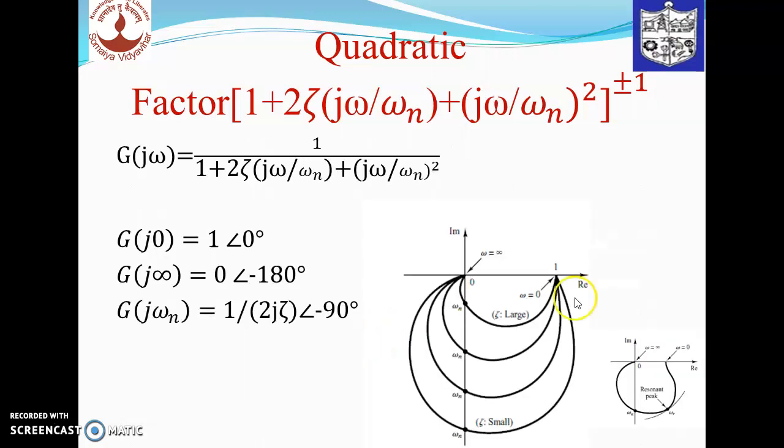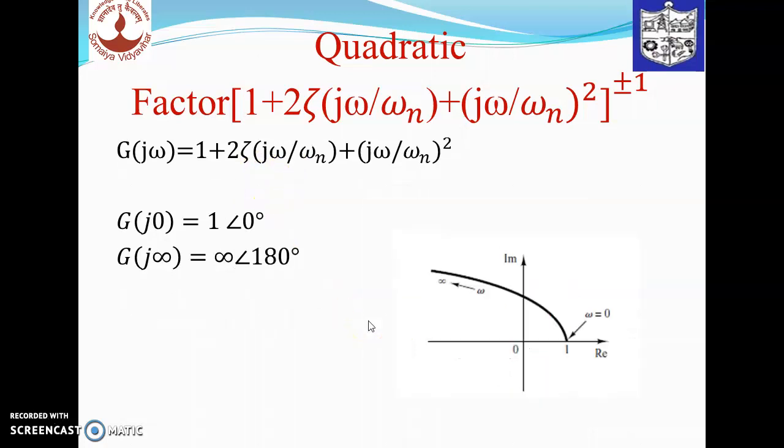So again, obviously the polar plot nature depends on the value of theta. So when I have larger values of theta, the polar plot will be a smaller one, and with a smaller value of theta, it will be a larger one because theta is in the denominator.